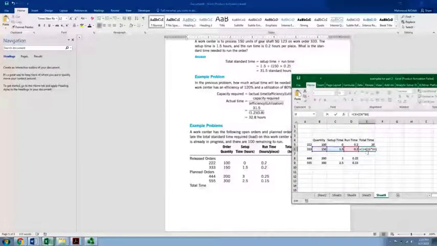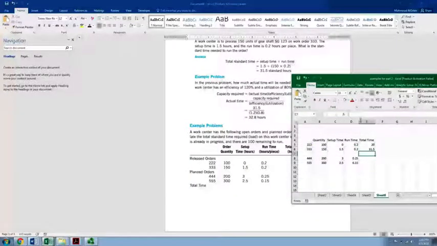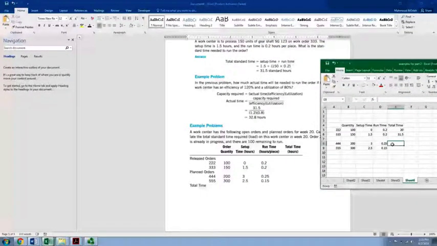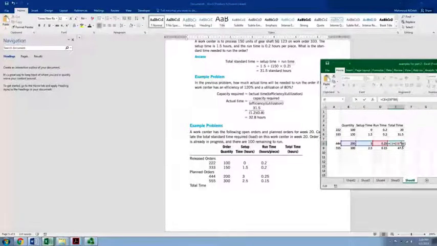Setup time, which is 1.5, plus D6, which is the run time, times how many units, 150. That will give you 31.5. Now right here we do the same thing. I'm just going to copy and paste, delete this. Again, setup time plus the total run time for all the pieces that we have. That will give you 53 for order 444.